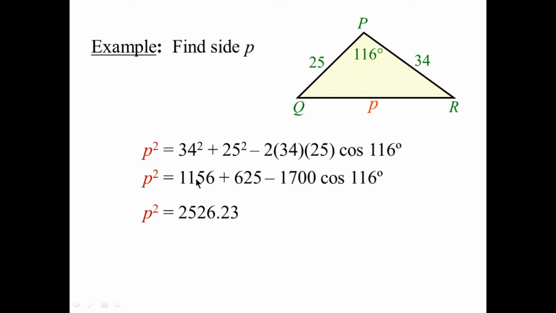Now, please don't say it's 1156 plus 625 minus 1700 and then figure that out and multiply by cos 116. That would be wrong, because the 1700 is multiplied by the cos 116. Do this on a calculator, and do it for yourself, by the way. Don't take my word for it. And then take the square root of both sides, and we found what P is. It says find side P. This is using the cos law, because after all, we did know SAS.